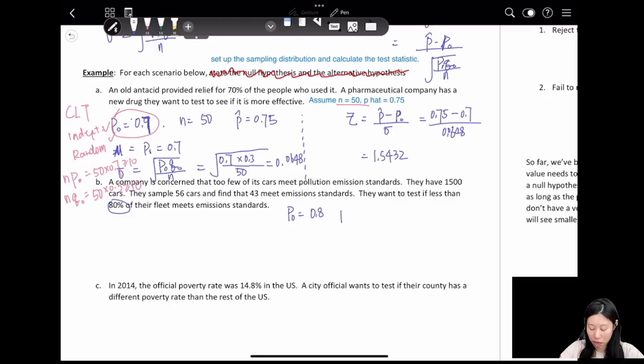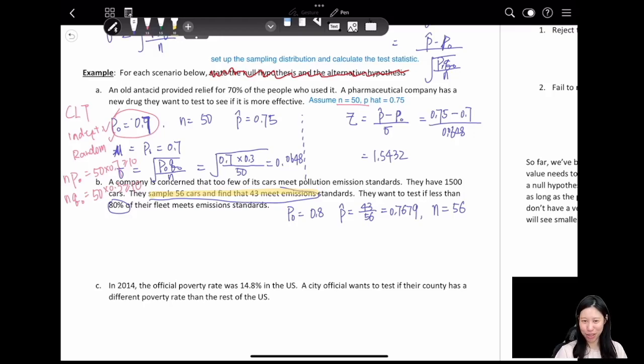But what was the p-hat? The p-hat comes from the sample experiment that we have in this part. They sampled 56 cars and found that 43 meet the standard, which means our p-hat equals 43 divided by 56, which equals 0.7679. So what would be our sample size? Again, from the highlighted yellow part, we know that our sample size is 56 cars.